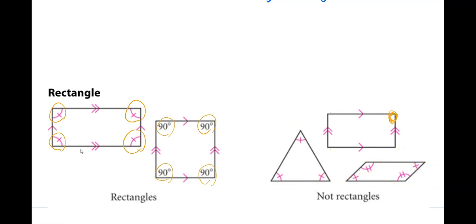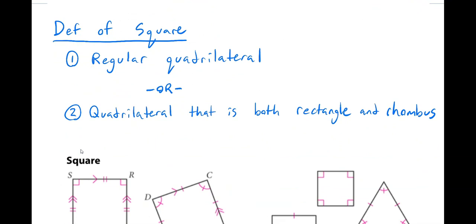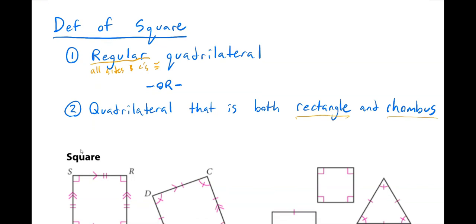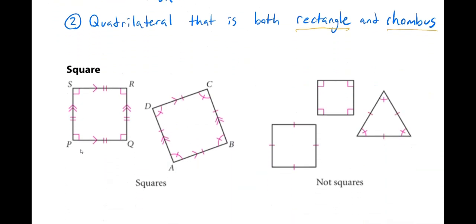All right, let's go to the next page. The definition of a square. So one way is to use the word regular. So that's all sides and angles congruent, and then quadrilateral, 4 sides. Or another way to think about it is it's just a quadrilateral that's both a rectangle, so that means all angles the same, and a rhombus, all sides the same. So if it's both all sides and angles the same, then it's a square. So here we have a picture with all sides the same and all angles the same, so that's a square. Same thing here, we have side and angle, side and angle, side and angle, side and angle. All 4 sides and angles are the same.